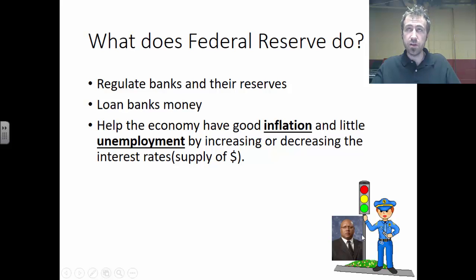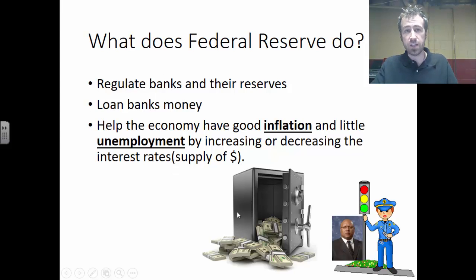He works for the Office of Comptrollers, and he is, in a sense, under the Fed, which is part of regulating and making sure the banks are following the rules. So in the past, he would go and audit banks to make sure that what was on the books was actually in their vaults. So that's one part of what the Federal Reserve does.